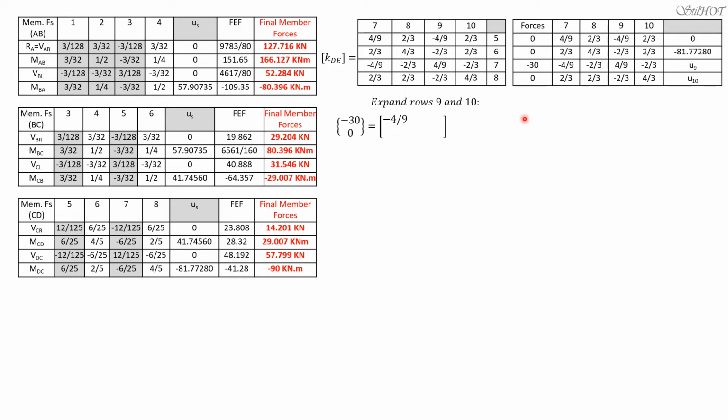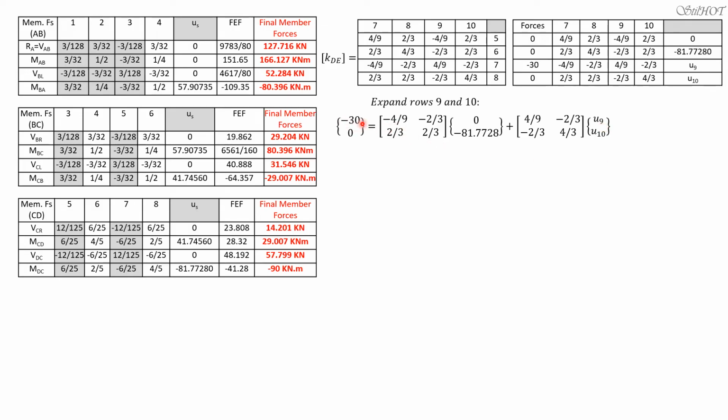So negative 30, 0 equals this 2 by 2 matrix here times the displacement matrix 0 and negative 81.7728, plus these two last 2 by 2 matrix multiplied by the U9 and U10 entries for that 2 by 1 matrix.